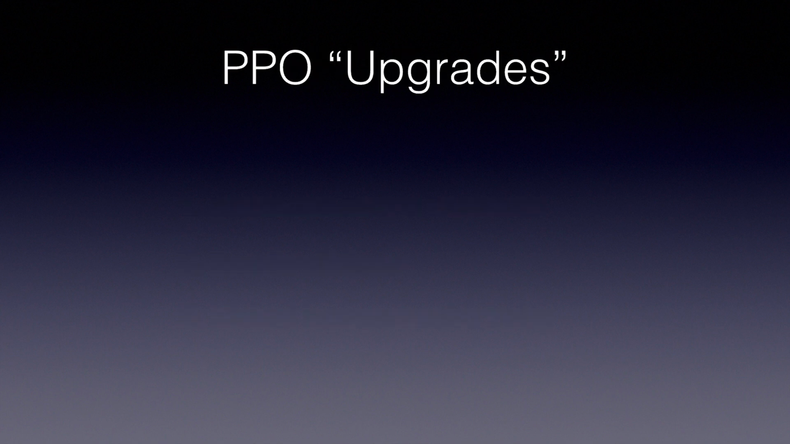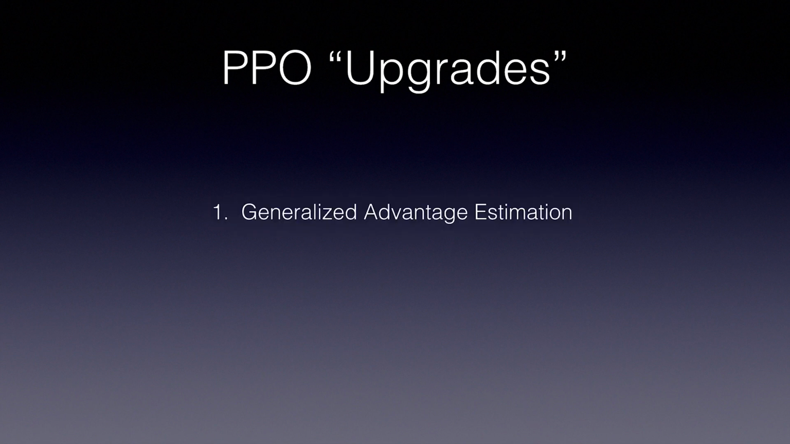PPO includes several upgrades built on top of the actor-critic algorithm. What do they all have in common? They seek to maintain smooth, gradual gradient updates so we get continuous improvement and avoid unrecoverable crashes. The first major upgrade is called Generalized Advantage Estimation, or GAE. This helps smooth the discounted rewards and reduce variance to make training smoother and more stable.